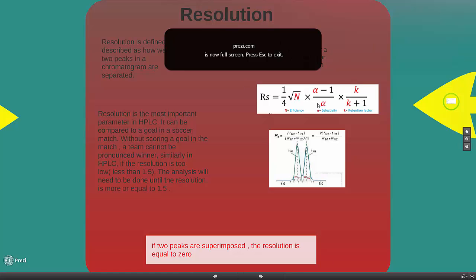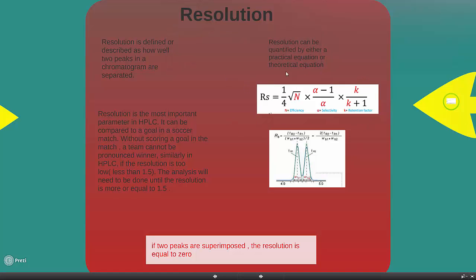It depends on various things, and it can be described by this equation here, a theoretical equation, and this is a practical equation. So I compare resolution to a goal in a soccer match. In a soccer match you have to score in order to win. Same thing for HPLC, you have to have resolution over or equal to 1.5, otherwise you have to do the analysis again because your peaks are not separated.